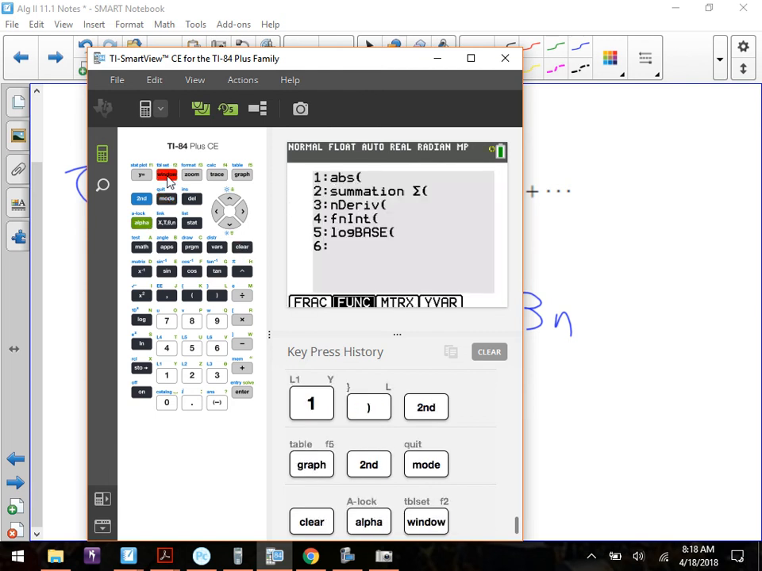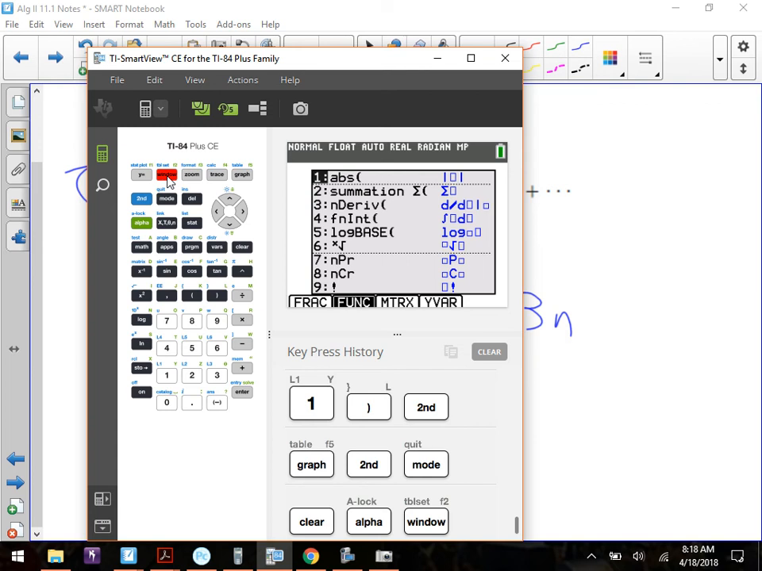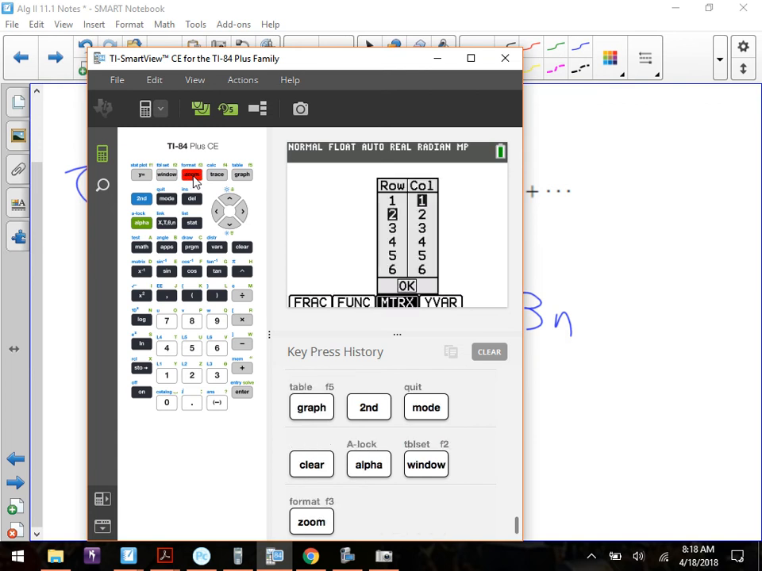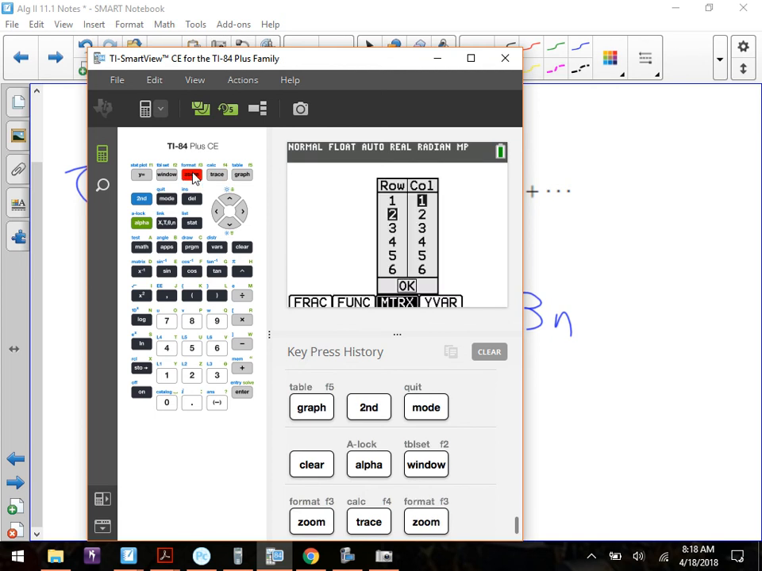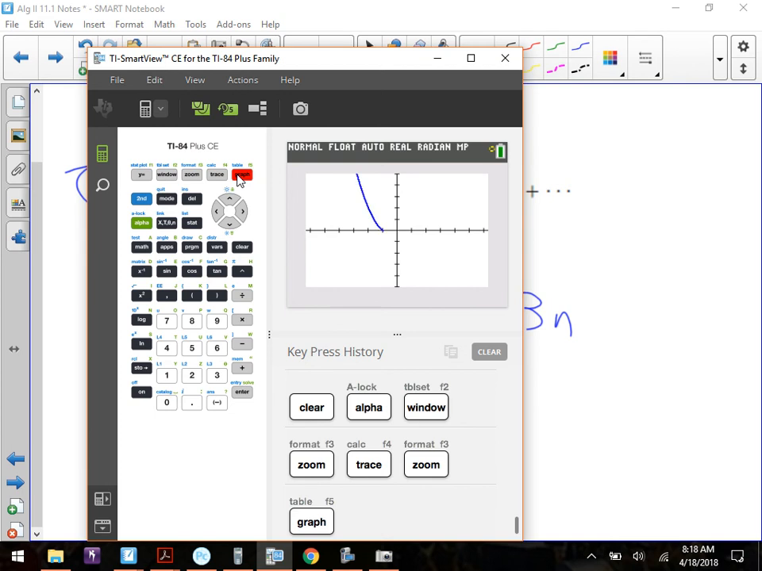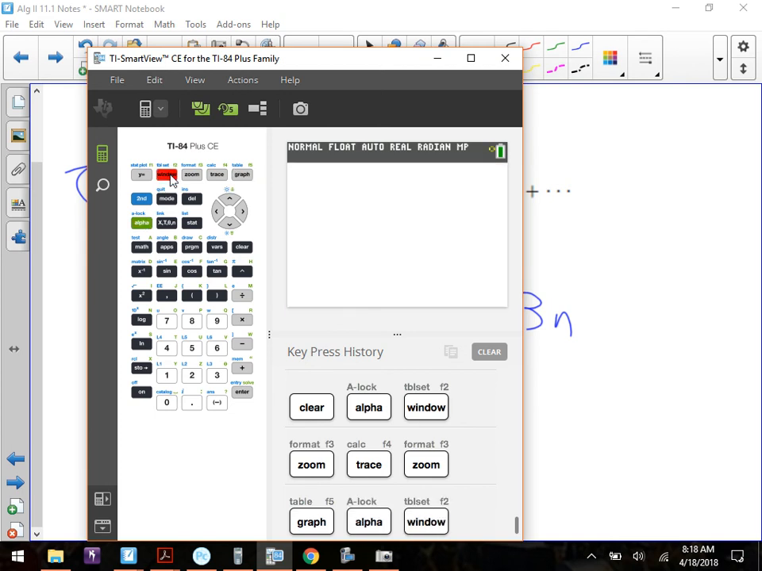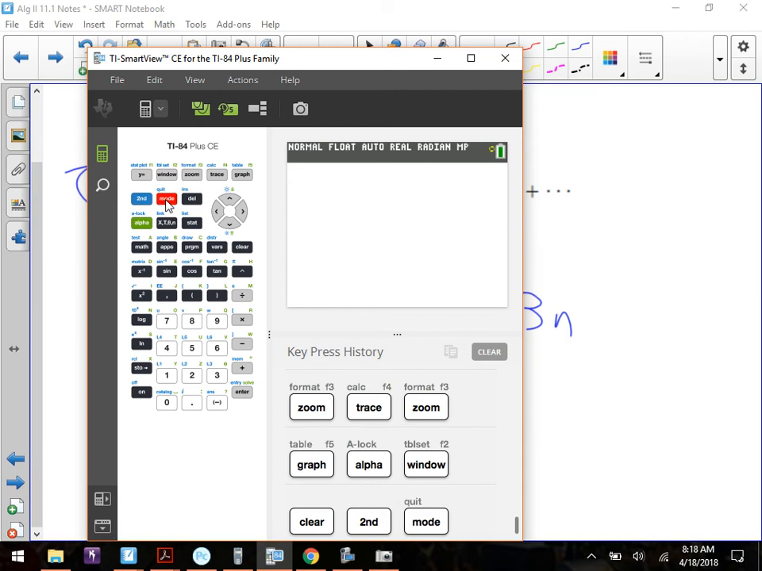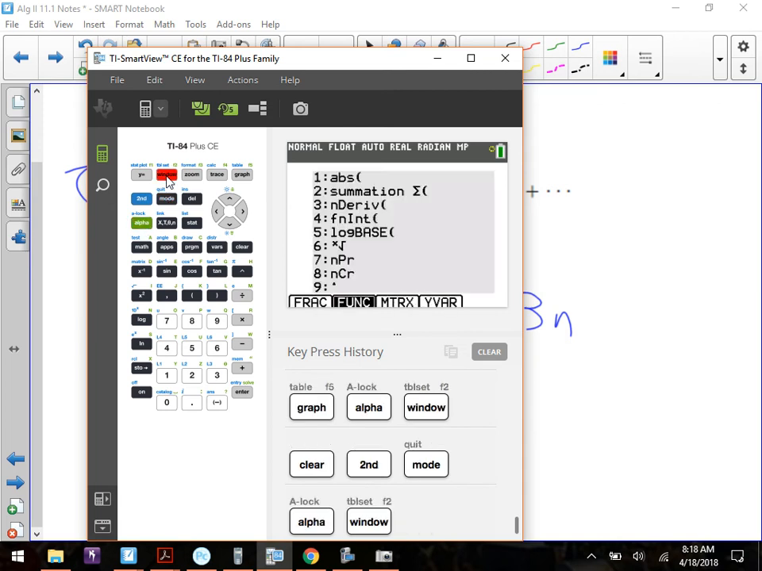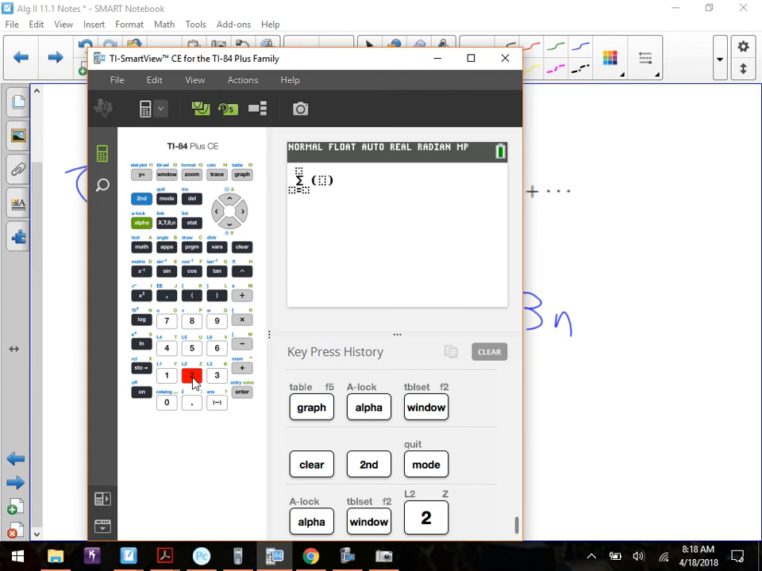Alpha, window, zoom, trace. Forgot where it is. Wasn't it zoom? Alpha window zoom graph table. Where is my number 2, right there. Summation. Alpha window 2.